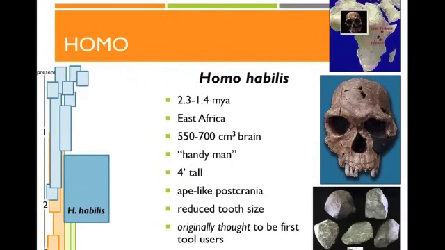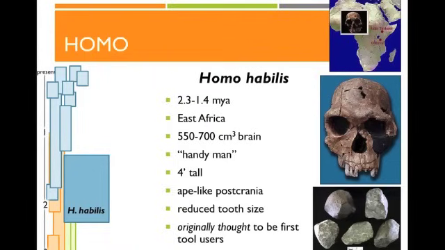So we'll start out with Homo habilis. This is an East African group that appears around 2.3 million years ago, and in general, we're seeing a divergence away from the Australopithecus trends of having very ape-like postcrania and being very small, but we're still not seeing a fully human body plan at this point.